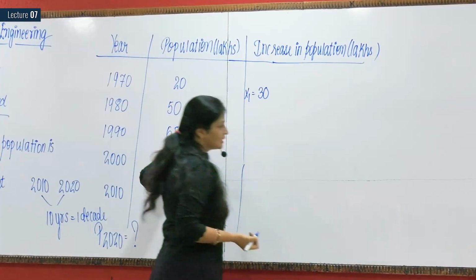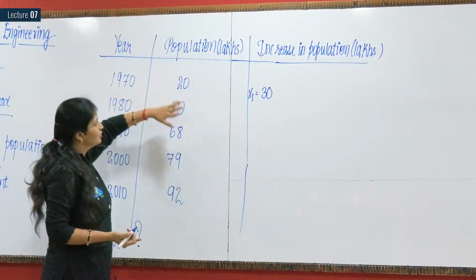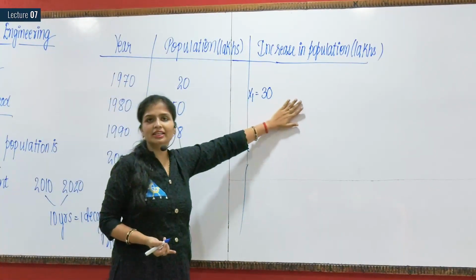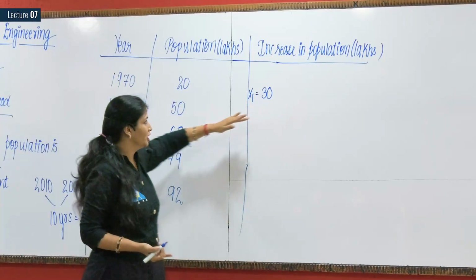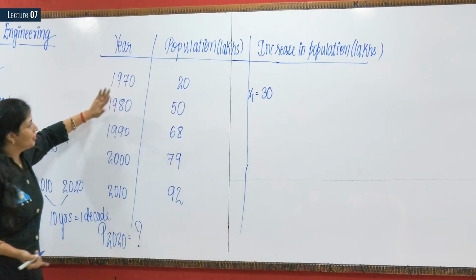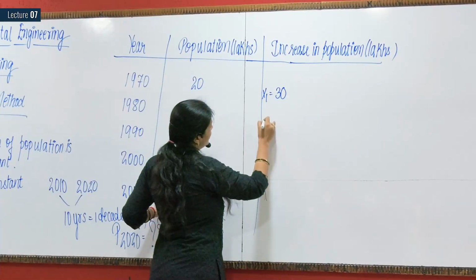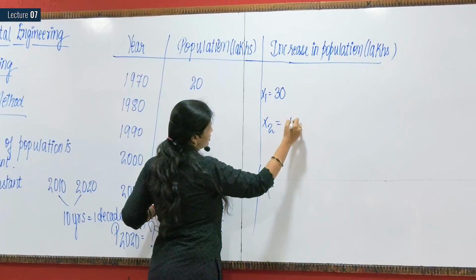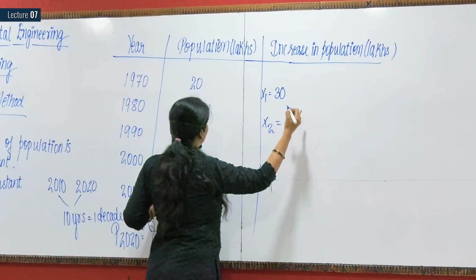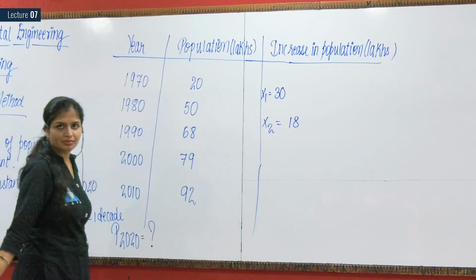This is 50 lakhs. This is 20 lakhs. Fine. So 50 minus 20, that is 30 lakhs was the increase in population. Moving further, from 50 it was 68. So what was the increase in population here? 18 lakhs was the increase in population.